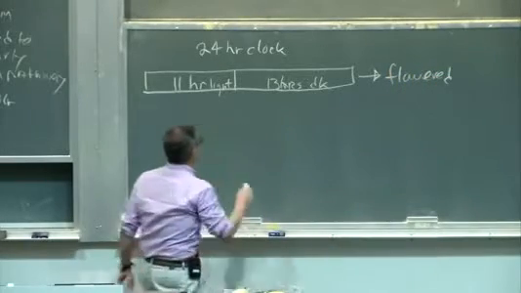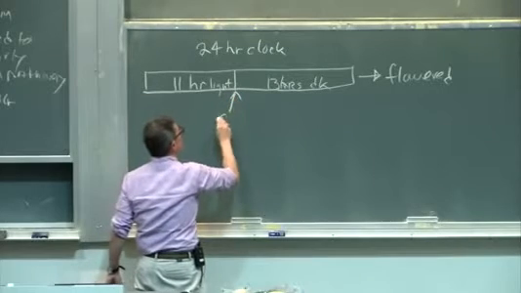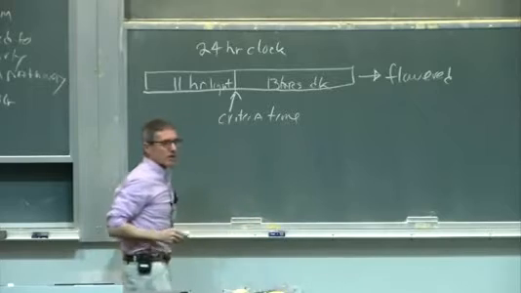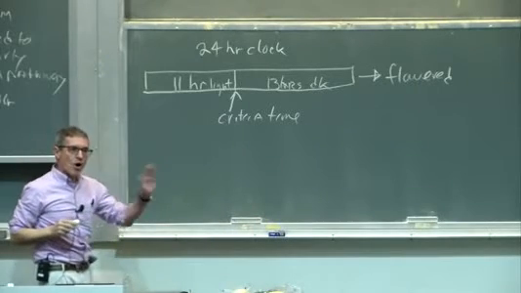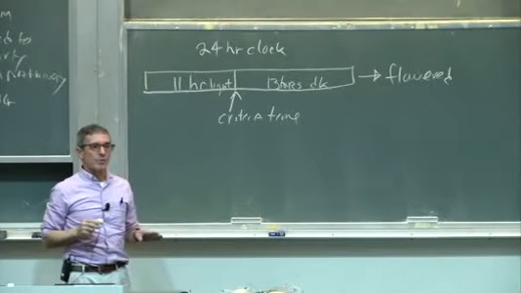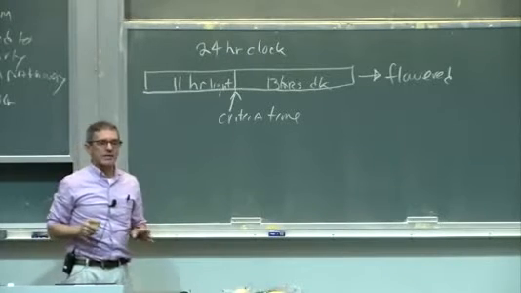And they found that the critical time then, the critical time was 11 hours. If there was more light than 11 hours, the plants wouldn't flower. Very important point.